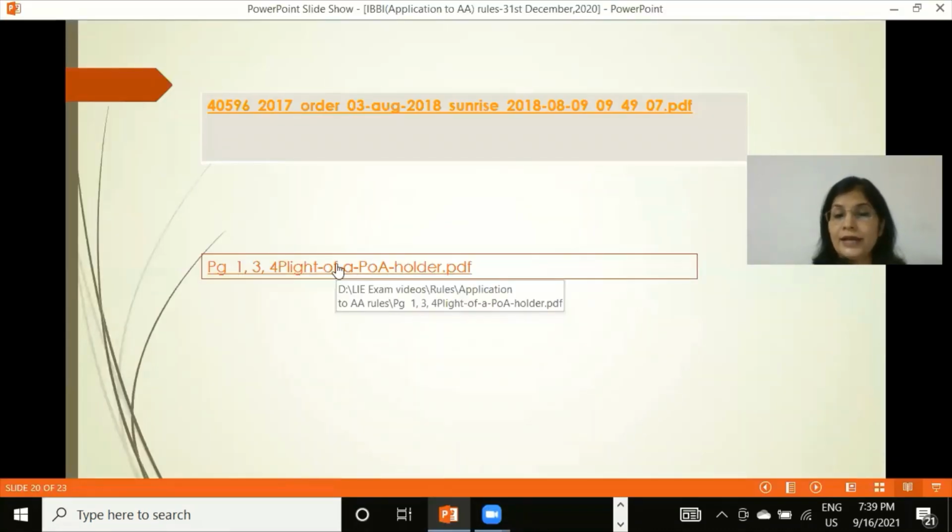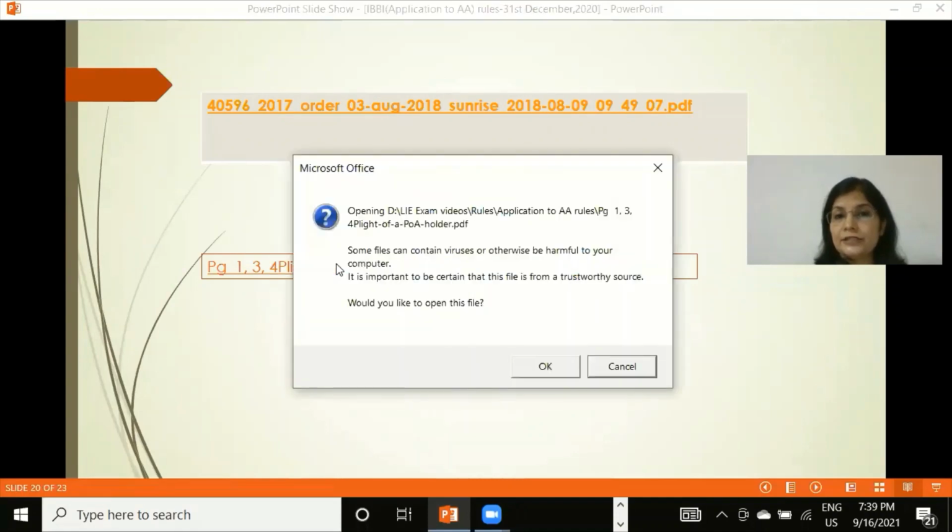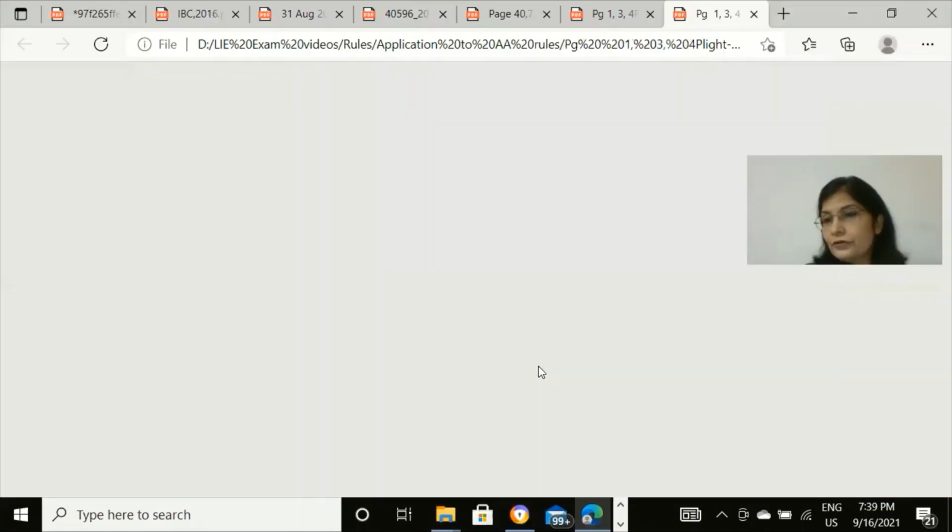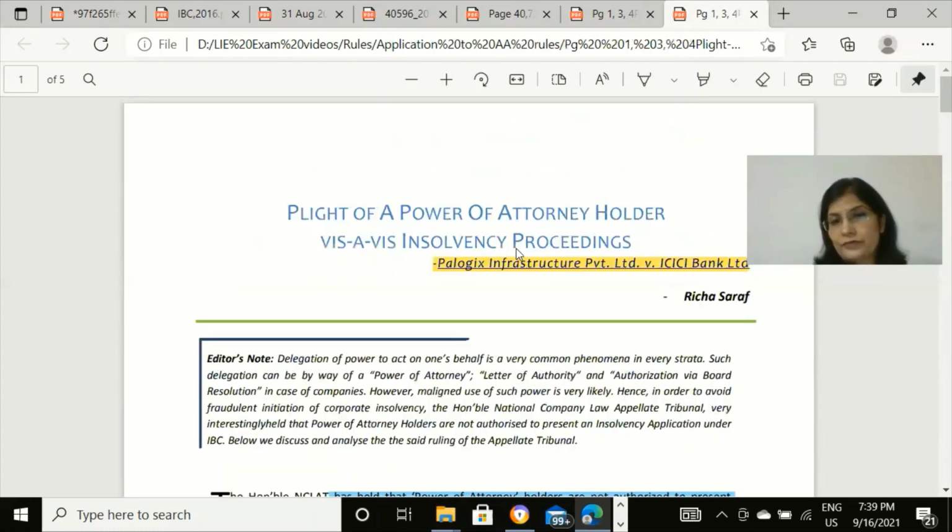Now, another thing that has been discussed at length is the power of attorney holder. Authorized to act means power of attorney holder, because power of attorney means you are authorizing someone else to act on behalf of you. And this has been discussed in the case of Palogix Infrastructure Private Limited versus ICICI Bank Limited.